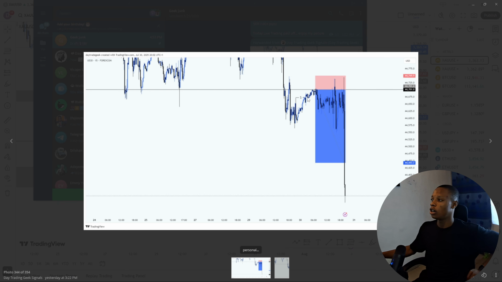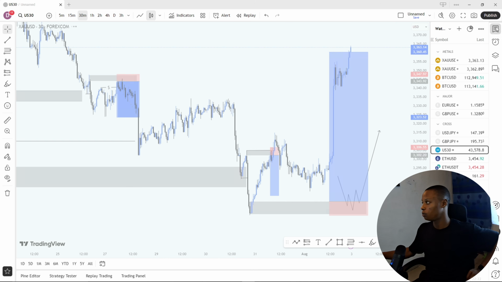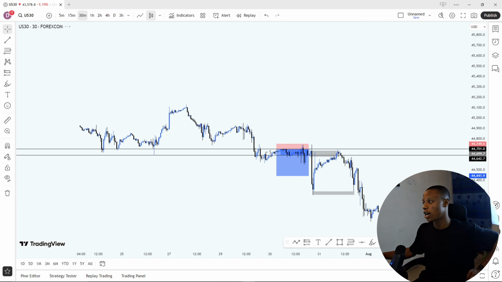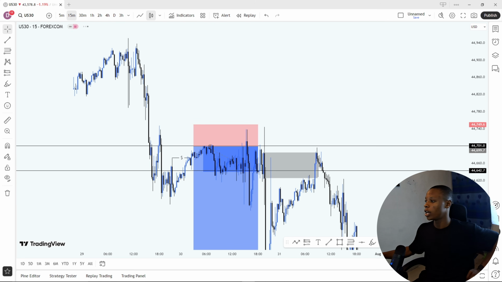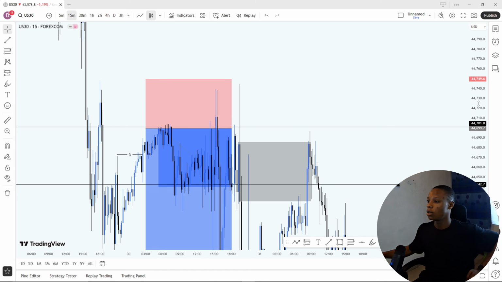Now, this was another US30 trade. This trade I took on US30, same strategy. Let me show you. This very trade, I didn't take it on the challenge account. I only took it on my personal trading account, my main account. Right? Now, this was a setup.